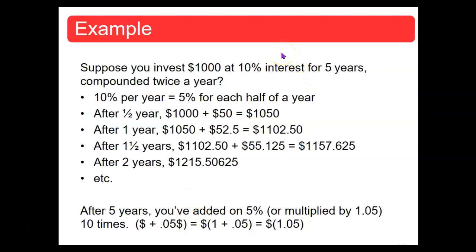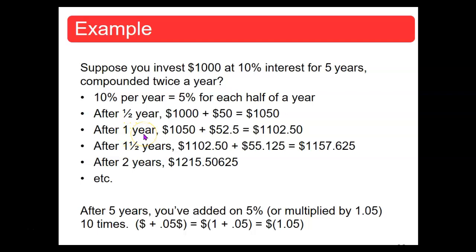But instead of earning interest in one big lump at the end of the year, 10% a year would be equivalent to 5% for each half of the year. Like, instead of earning 10% at the end of the year, what if you earned 5% for the first half year and then another 5% for the second half of the year? Under that scheme, after half of a year, you'd earn 5% of the amount you started with, which would be $50, which would bring you up to $1,050.